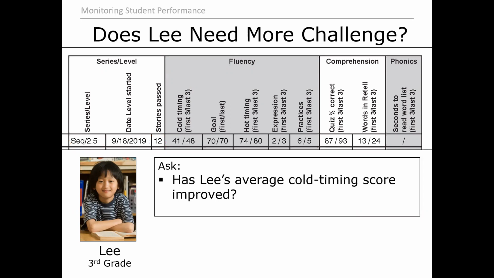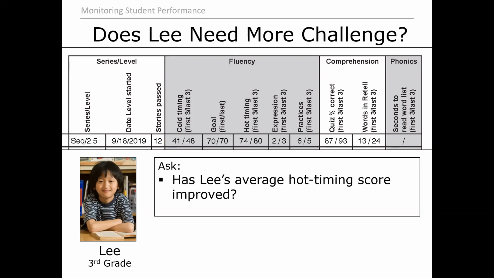The next question we have to ask ourselves is, has Lee's average cold timing score improved? Before I show you where it is, try to find that information on the table. Now I'll go ahead and circle it so you can teach your eyes where to go. As you can see, the first number in this column is 41. So after the first 3 stories in level 2.5, his average cold timing score was 41. After the most recent 3 stories, so stories 10, 11, and 12, because he's past 12, his average cold score is 48. So yes, he has made progress in that area.